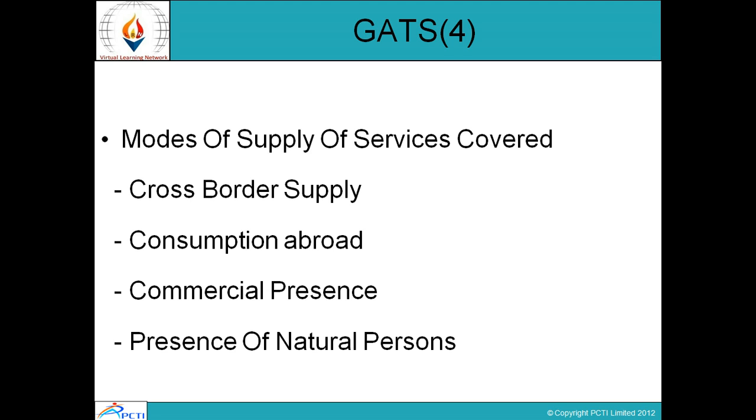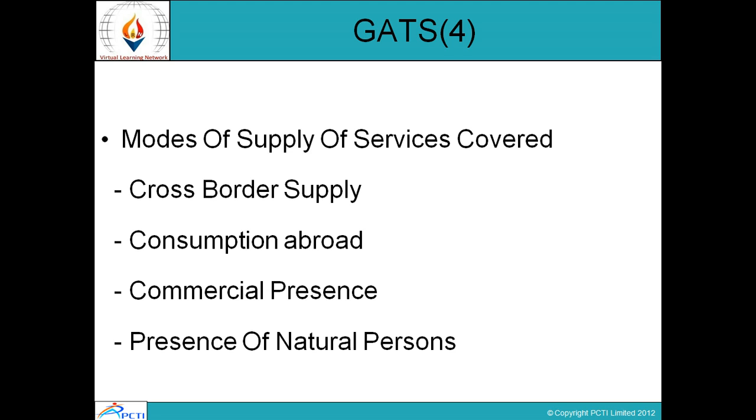What are the modes of supply? Cross-border supply is basically defined to cover service flows from the territory of one member into the territory of another member. Another is consumption abroad, which refers to a situation where a service consumer or his or her property moves into another member's territory. Another is commercial presence. It implies that a service supplier of one member establishes a territorial presence, including through ownership or lease of premises, in another member's territory to provide a service.